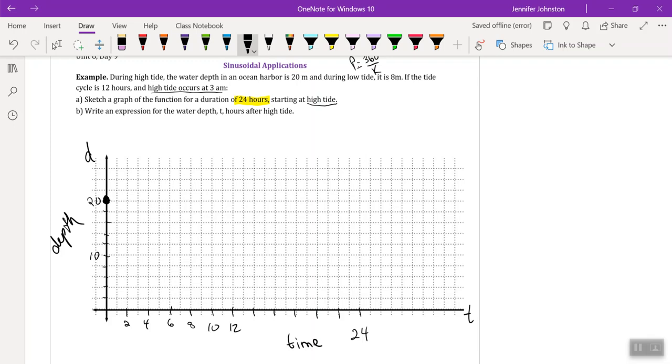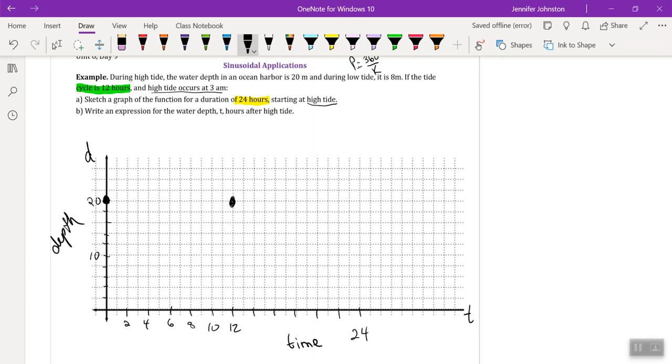All right. So we know one cycle. How long is one cycle going to be? It says it right here. One cycle is going to be 12 hours. So think of the tide is in, all the way in. That means it's high tide. So it's in the harbor at 20. And then some time goes by, and then again at 12 hours, it's back at high tide.